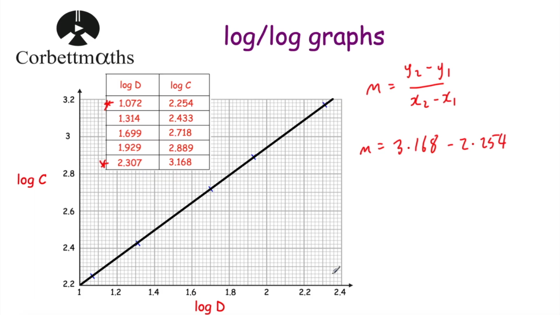If you had drawn a little right angle triangle, you would have taken the height of this one and taken away the height of that one, and that's what we're doing here, divided by the difference in the horizontal positions. The horizontal position of this point, x2, is 2.307, so 2.307, subtract the horizontal position of this other point, which is 1.072. When we work this out, we're going to find the gradient of the line. So let's type this into our calculator and see what we get.